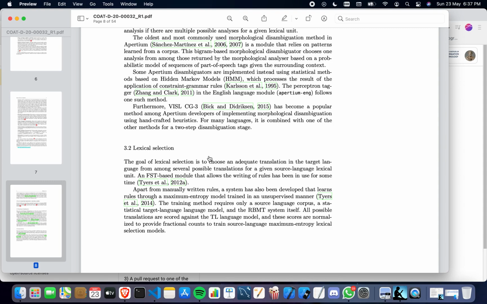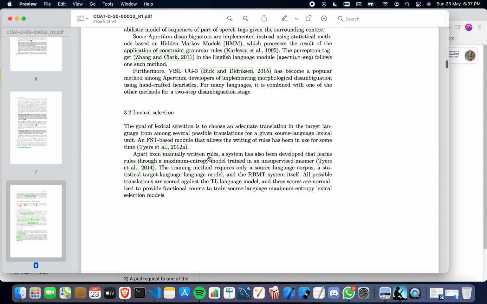That is done as of now. Now we go to the second part, which is called lexical selection. The goal of lexical selection is to choose an adequate translation in the target language from among several possible translations for a given source language lexical unit. An FST based module that allows the writing of rules has been in use for some time.